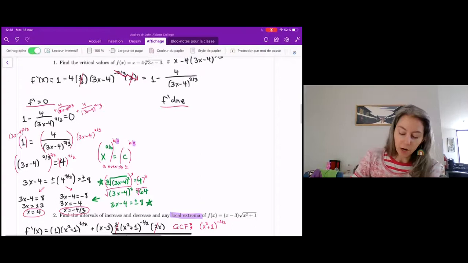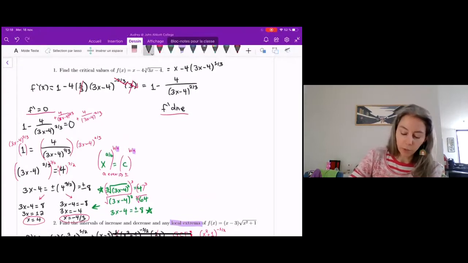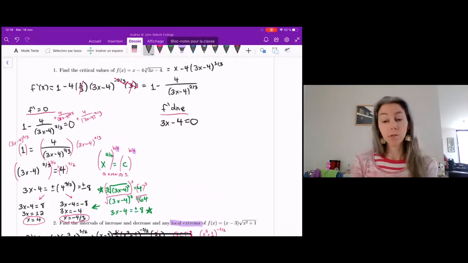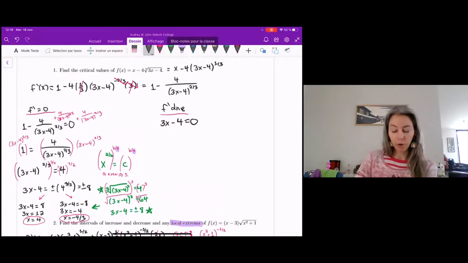Okay, so then we also want where f prime does not exist. And f prime does not exist comes from when my denominator equals 0. Powers don't matter because 0 to any power is still just 0. So this gives me x equals 4/3. So my critical values here, I have 3 of them.